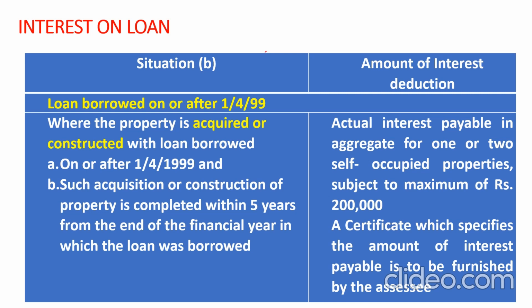The most important point is the loan must be borrowed on or after 1/4/99, and look at the purpose of the property. The property is acquired or constructed. There is no mention about repair, renewal or reconstruction. That is important.